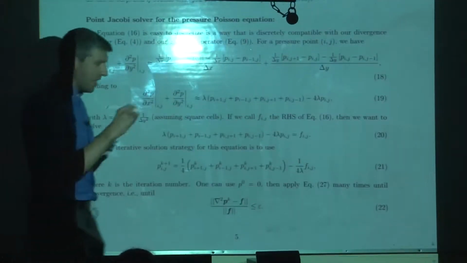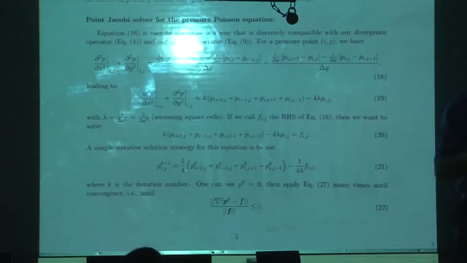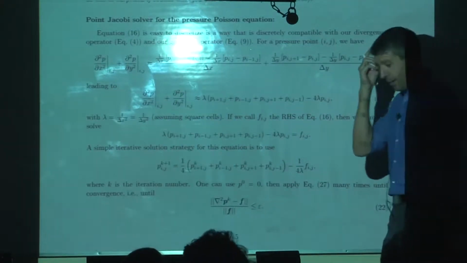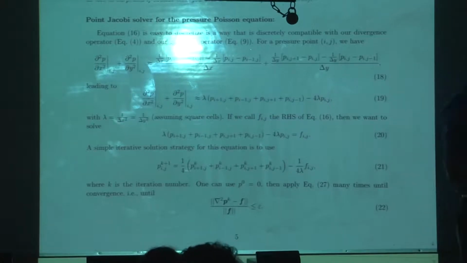So there's one last topic that we need to talk about, which is how do we solve the pressure Poisson equation? Well, if you solve it well, the code will be fast. If you solve it poorly, the code will be slow to the point that it will be unusable. This is essentially what this is about.